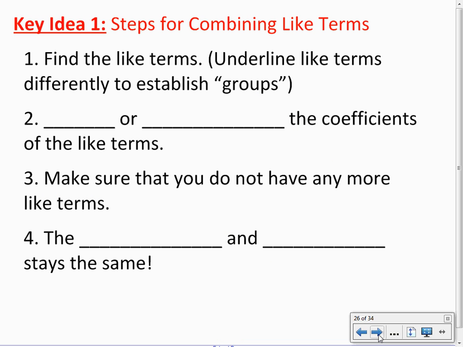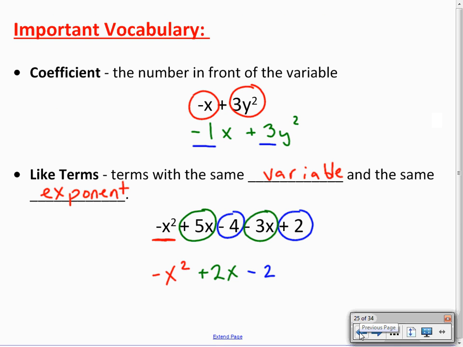Now, I just walked through the steps, but it might be helpful to have some steps written down so that you can look back at it and remember how to do it. So to combine like terms, your first step is to find the like terms. Okay, that's when you want to underline, circle, square, star. You want to do something to establish the groups of terms. All right, your second step is going to be to add or subtract the coefficients of the like terms. So if we go back to our example, that would be like when I took 5x minus 3x.